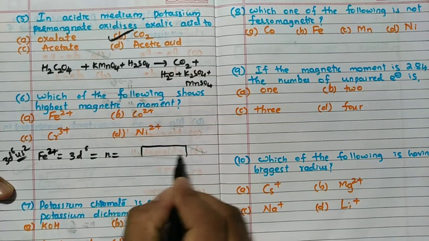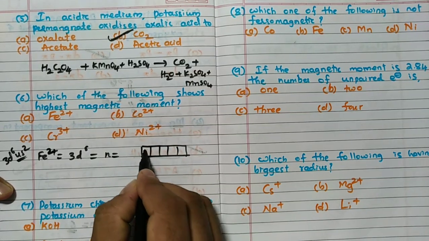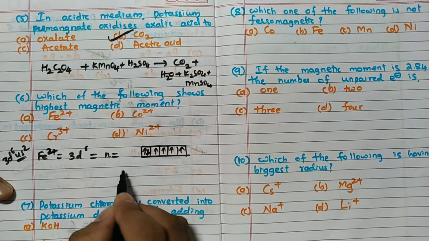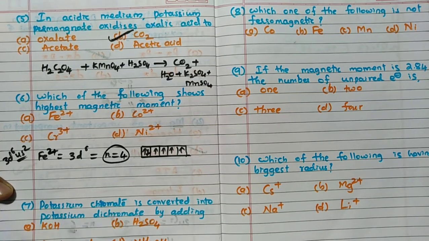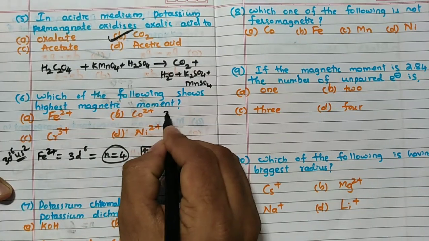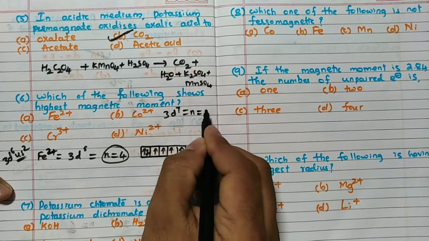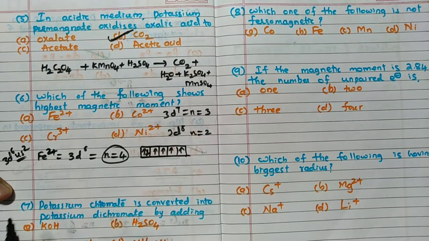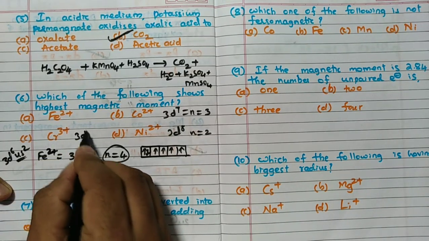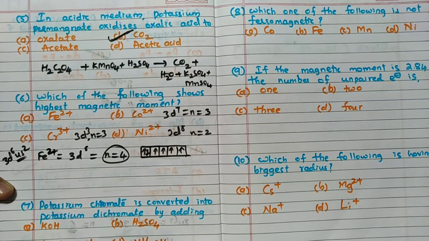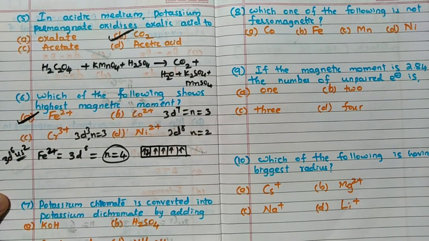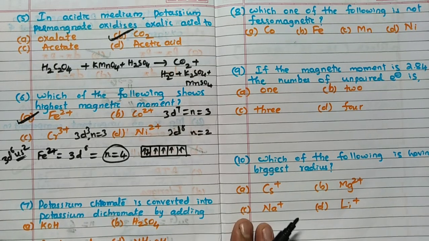D6 means 5 orbitals like this: 1, 2, 3, 4, 5, and the 6th is paired. So 4 unpaired, n is equal to 4. Like that, Co2+ is 3d7, n is equal to 3. Ni2+ is 3d8 configuration, n is equal to 2. Cr3+ is 3d3 configuration, n is equal to 3. Hence n is equal to 4 is the answer. Fe2+ is the correct option in this case.